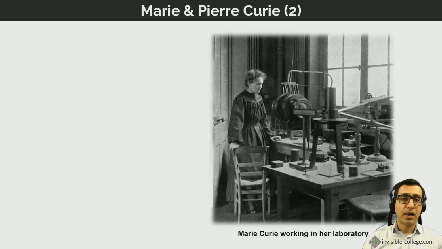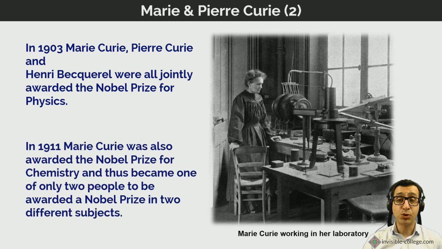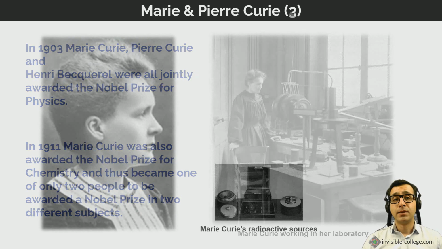So, now in 1903, along with Becquerel, the Curies were awarded the Nobel Prize for Physics in a joint award. Now in 1911, Marie Curie was also awarded the Nobel Prize for Chemistry and became one of only two people to be awarded a Nobel Prize in two different subjects.